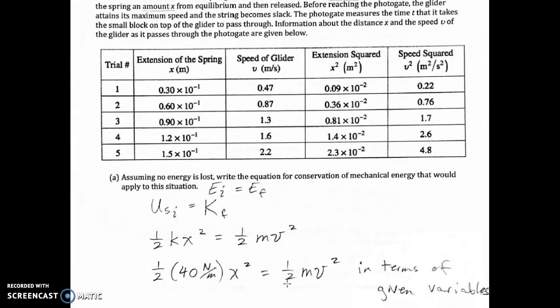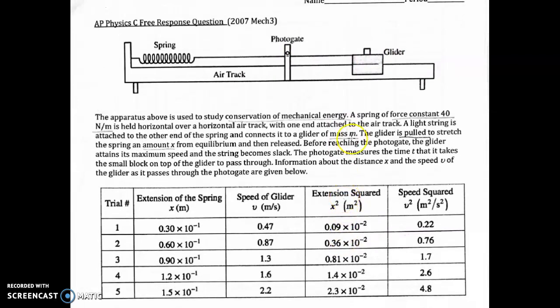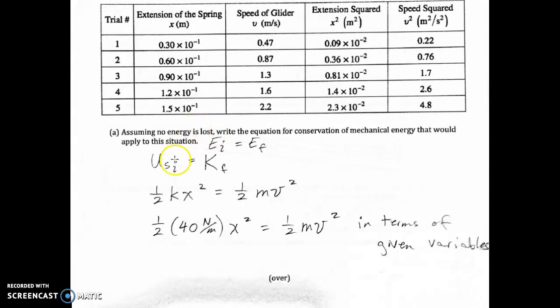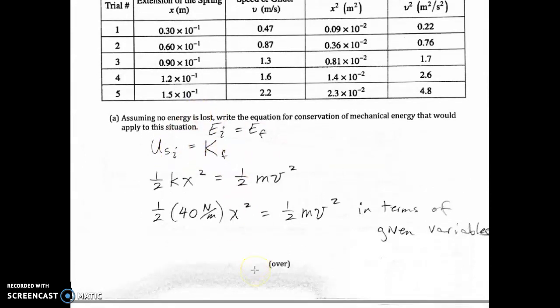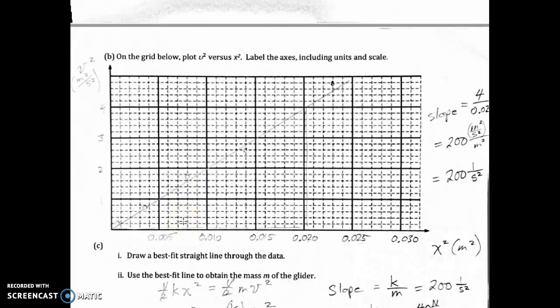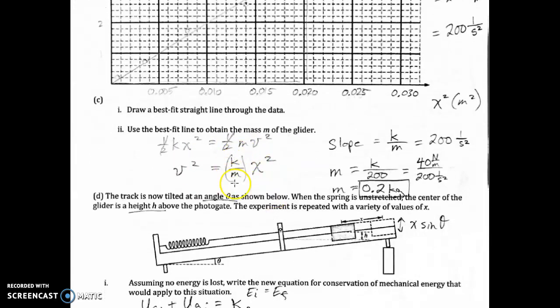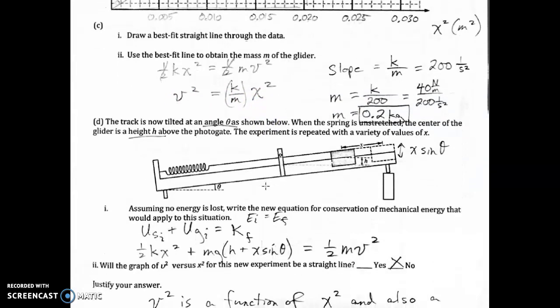So the one thing about this glider is the glider is pulled at first, and then when it's released, it's being pulled by the spring. So you have a situation where it starts with spring potential and then has kinetic later, when the spring's not pulled anymore. And you're plotting these things so that you can find a best fit line and find the slope, and use the slope to find this k over m, which from the equation you wrote before, is the slope of the v squared versus x squared line, and use it to solve for m.